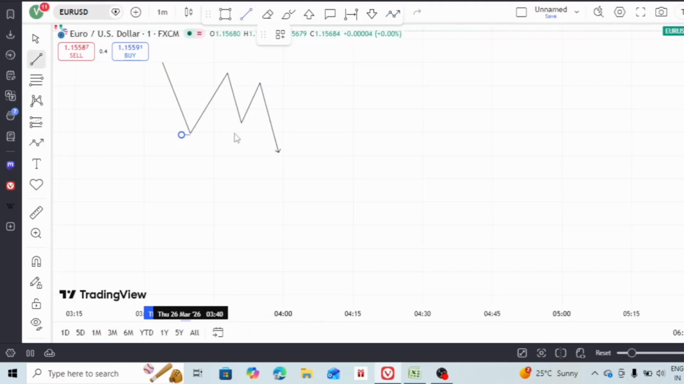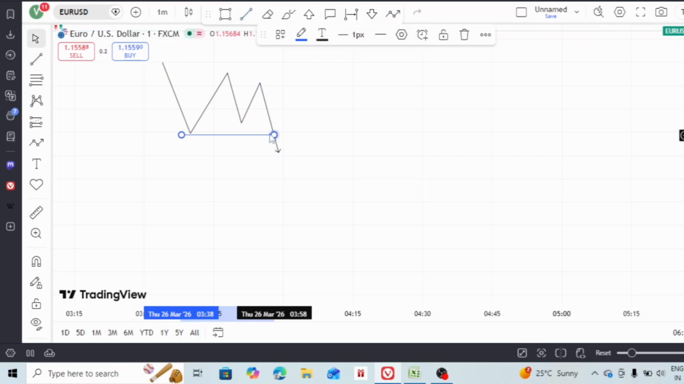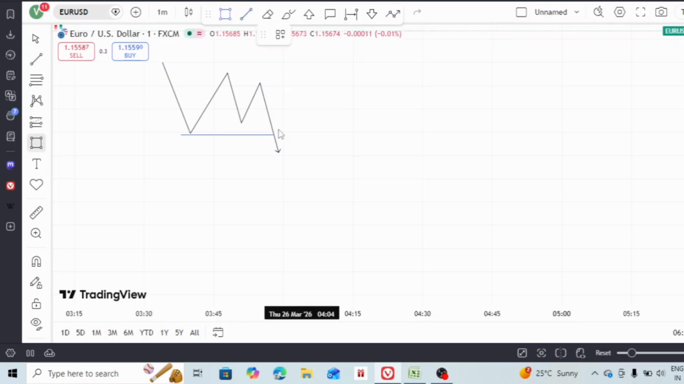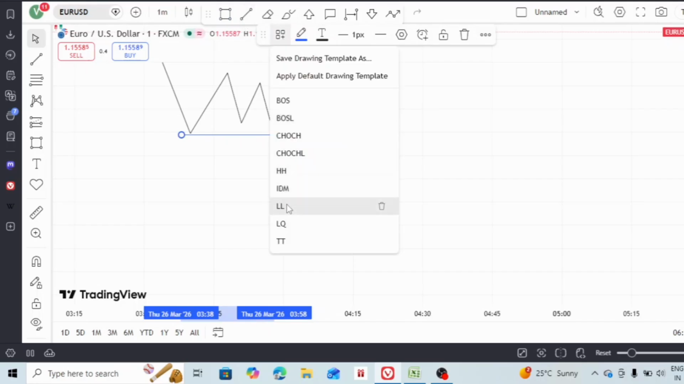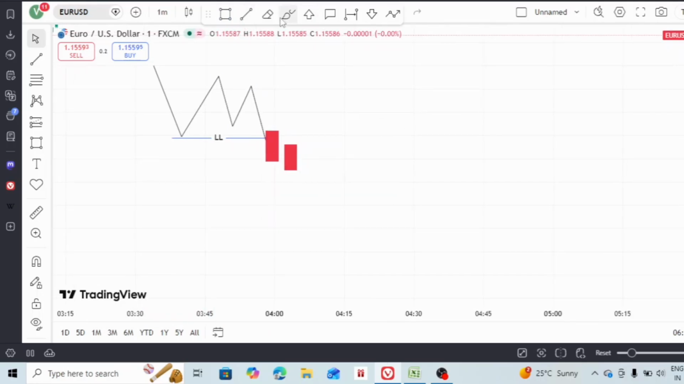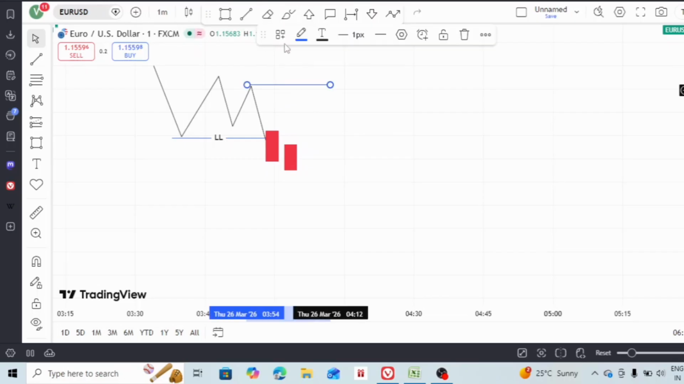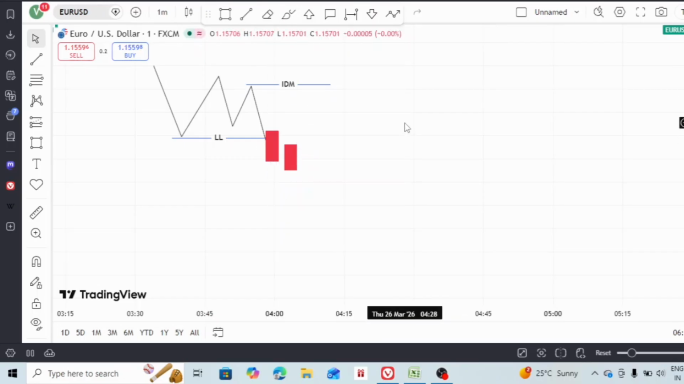So here, this is the low. If it breaks out with the body here, breakout with the body means we have our confirmed lower low. After this lower low is confirmed, where's the first pullback? This will be the first pullback here. The first pullback will be the inducement level. This is our inducement.